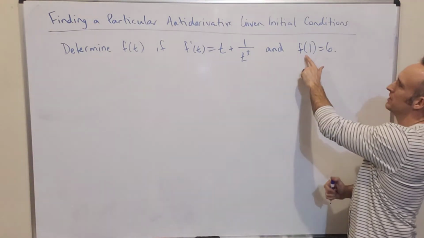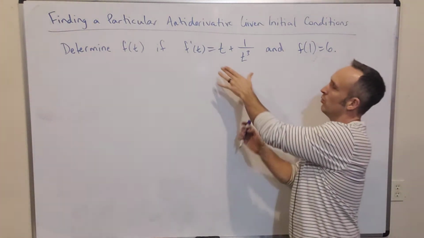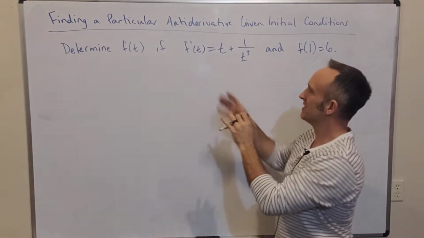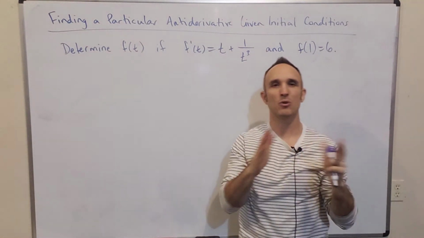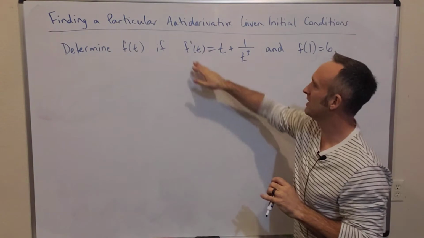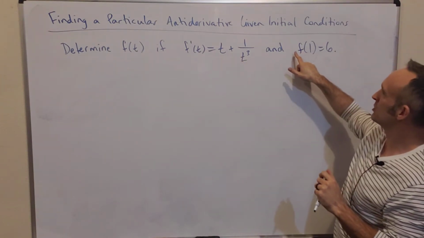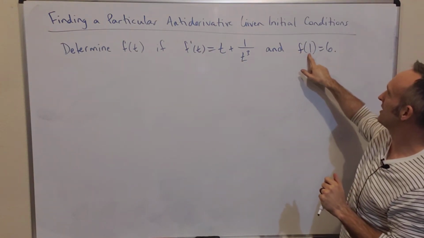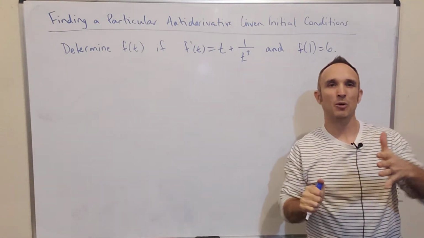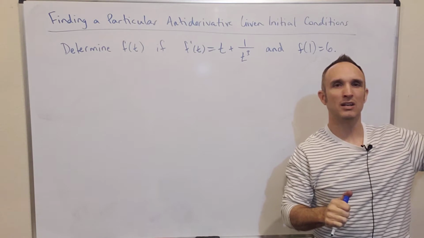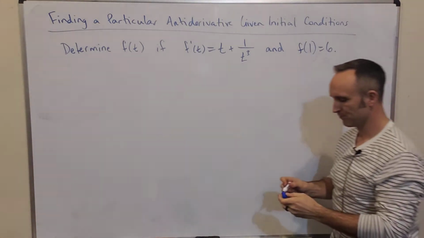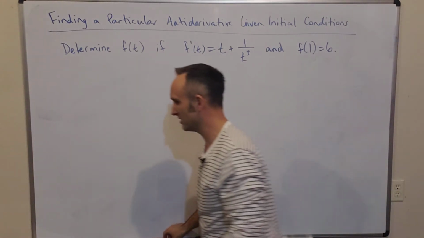This helps us determine that, okay, we're going to anti-differentiate this f prime to get f of t, which is going to have a plus c at the end, some constant. But if we know that the original function, if we evaluate it at the input 1, gives us an output of 6, that's going to help us determine what constant value we have to pick in order for this initial condition to be true. So let's see how the mathematics plays out.